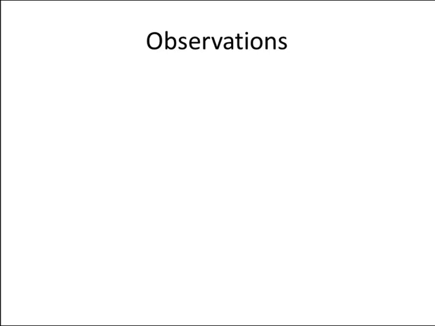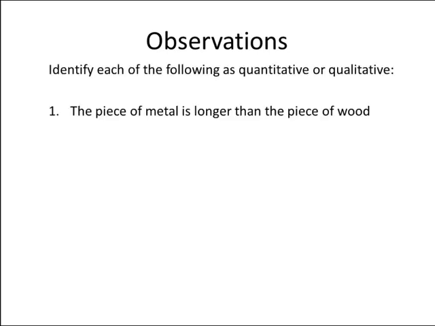Alright, let's run through some examples. For each example, identify whether the example is going to be quantitative or qualitative. I'll pause for a few seconds to give you the opportunity to make that observation. So, number 1, a piece of metal is longer than the piece of wood. Is that quantitative or qualitative? Well, that would be a qualitative observation because there's no numerical measurements involved. Even though you're saying one is longer than the other, you're not actually doing measurements, so it would be qualitative.